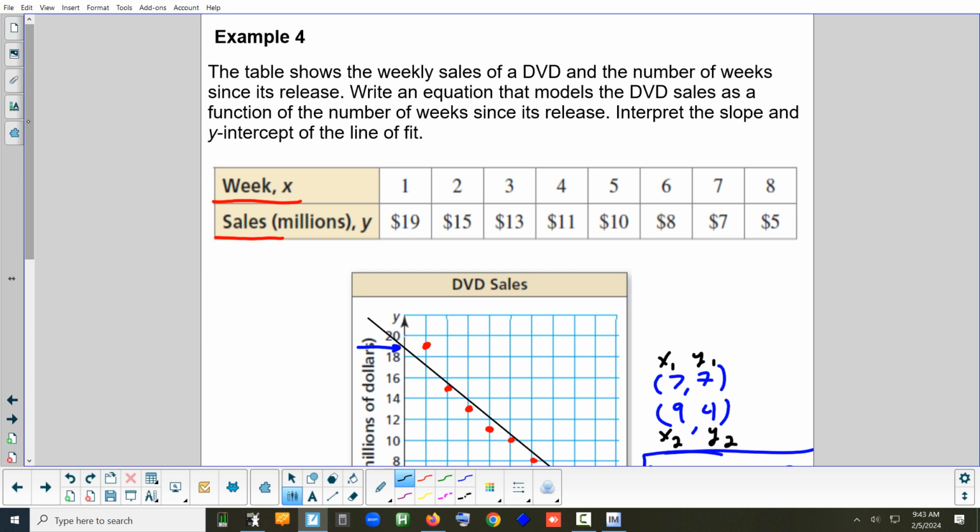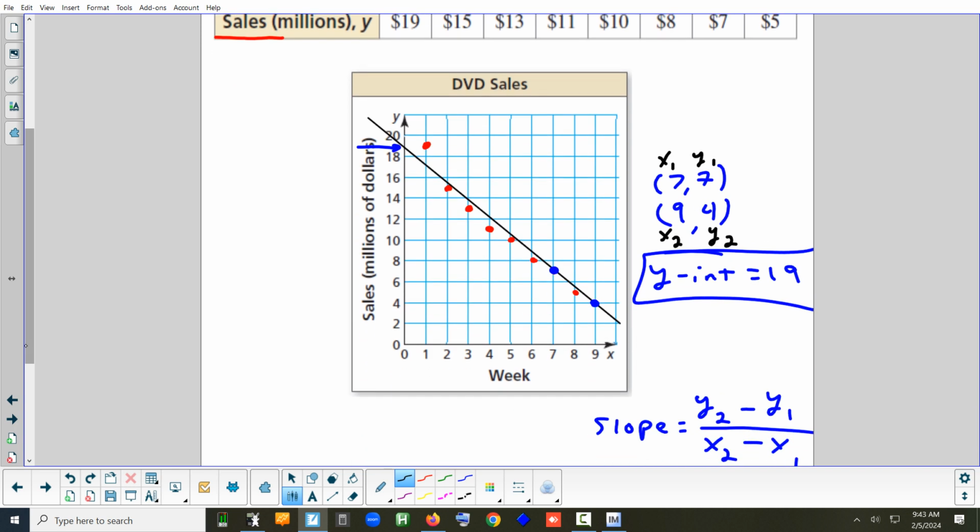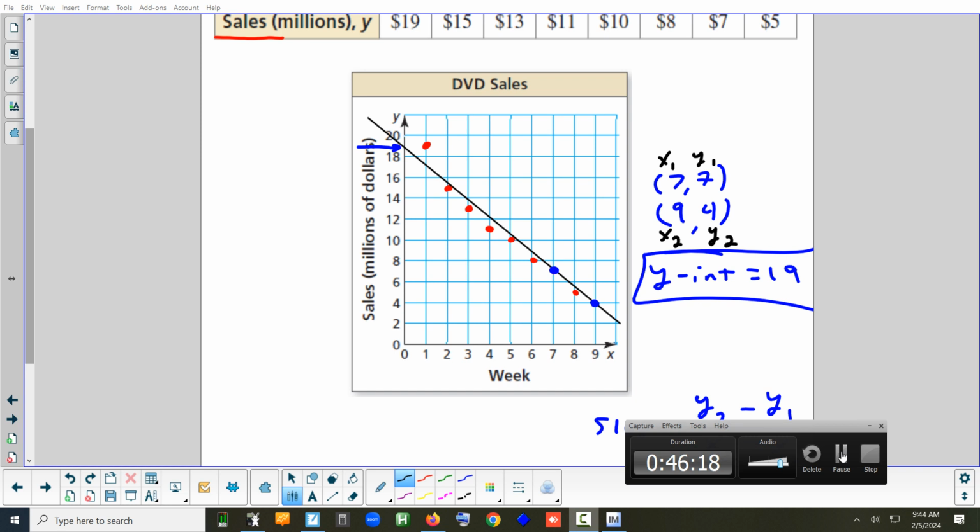And then the last part, once you write that, is it says to interpret. In other words, explain what the slope means in the problem and explain what the y-intercept means. So each of those two numbers, the slope and the y-intercept, have a meaning in terms of the week and the DVD sales. We have to explain what the two numbers mean. Okay, but write the equation first and we'll see if we can figure out what they mean together.